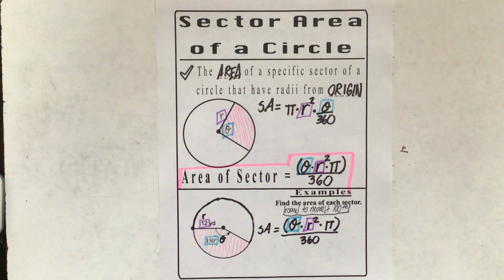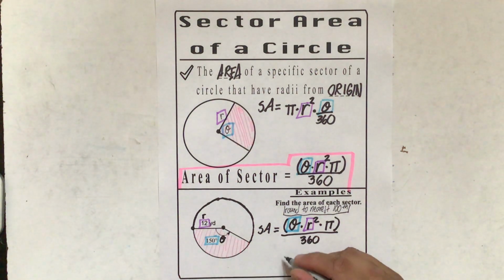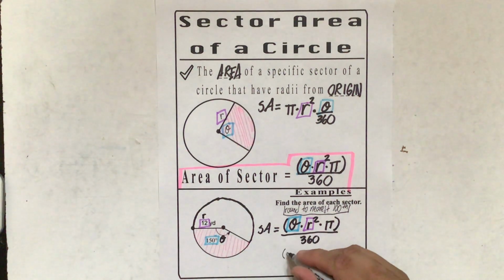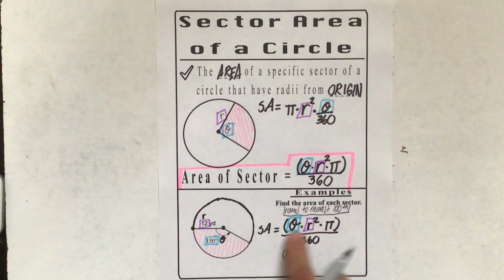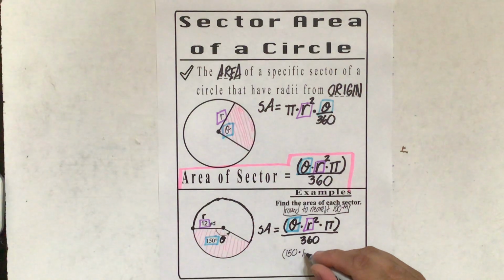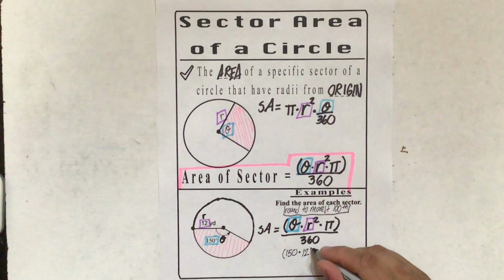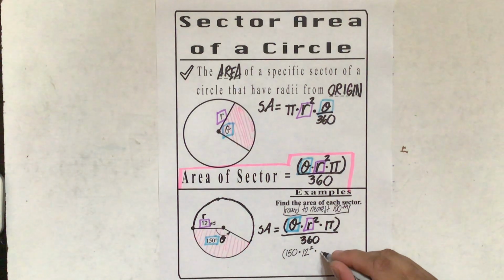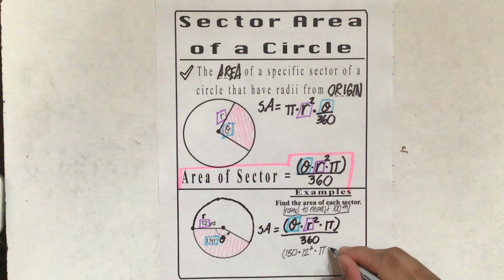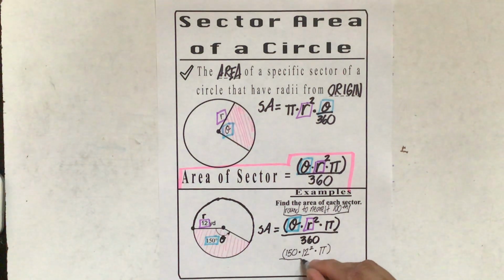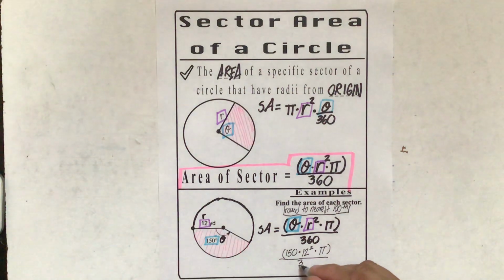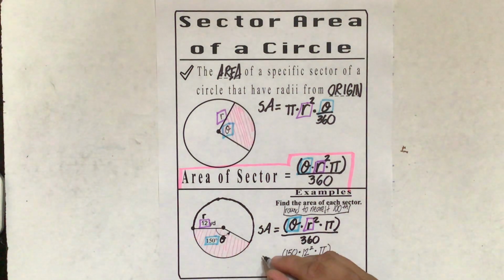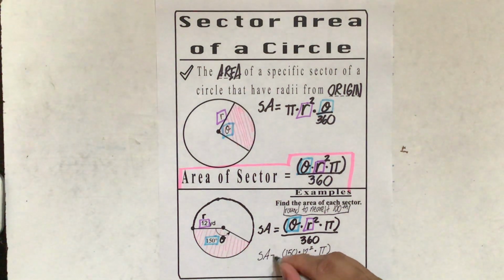So now all we're going to do is substitute. My theta is 150. So parentheses always first. 150 times my r, my radius is 12. Don't forget the little 2 here, the little squared, times pi, parentheses, all divided by 360. And that's our SA.